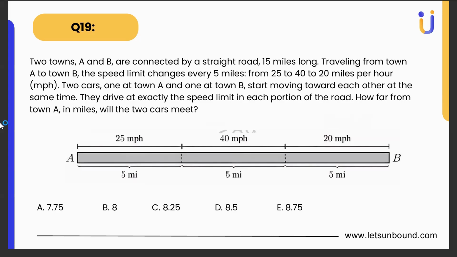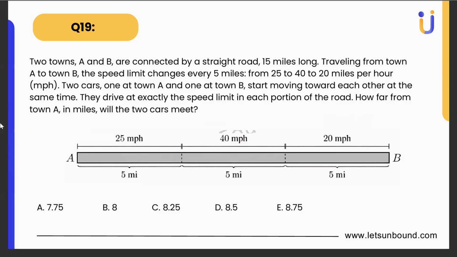In the first stretch, you can only drive at 25 miles per hour. In the second stretch, you can drive at 40 miles per hour. And in the third stretch, you can drive at 20 miles per hour. The distances of these stretches are equal, because they are 5 miles, 5 miles, 5 miles.